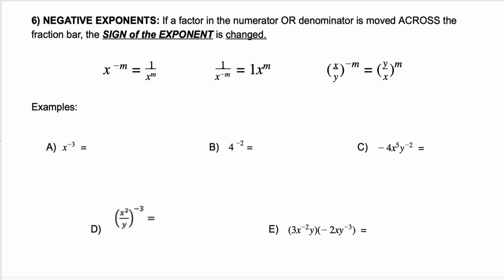This lesson is on exponent rules or exponent properties. This last property we're going to look at is negative exponents. If a factor in the numerator or denominator is moved across the fraction bar, the sign of the exponent is changed. So again, it's when the value goes across the fraction bar, the sign of the exponent is changed. Nothing else, only the sign of the exponent.